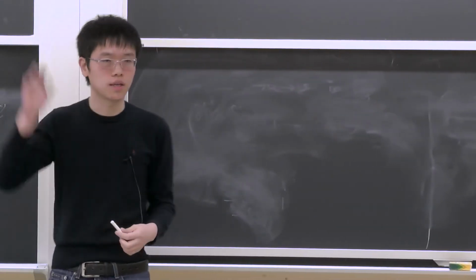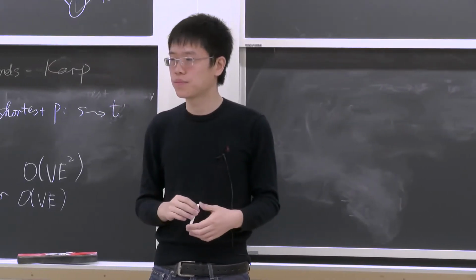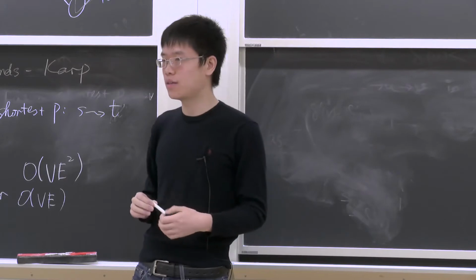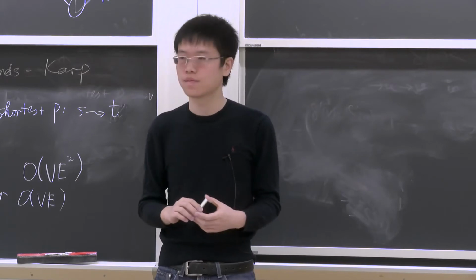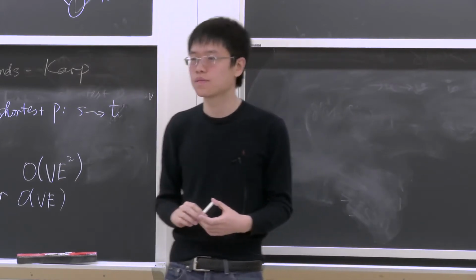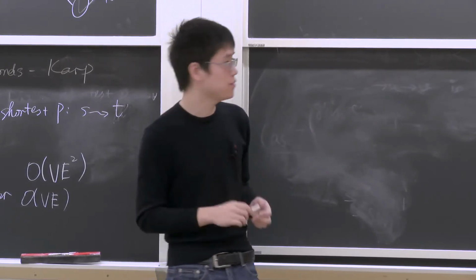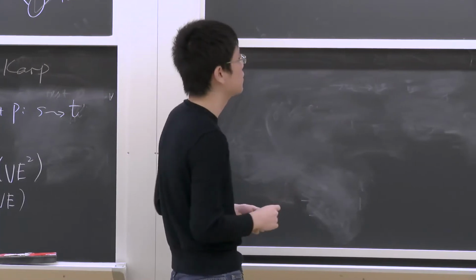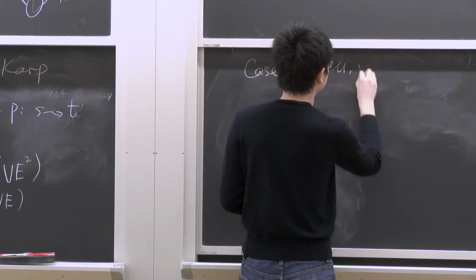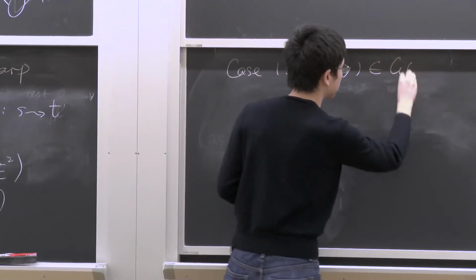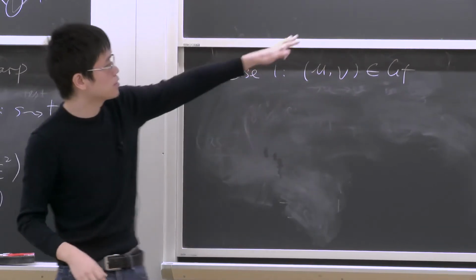How many people would say that edge definitely exists? How many people would say maybe it doesn't exist? Okay, it doesn't matter because we can prove both cases. So let's say case 1, uv is indeed in the original graph, G of f. In that case, can I say something about that last step?